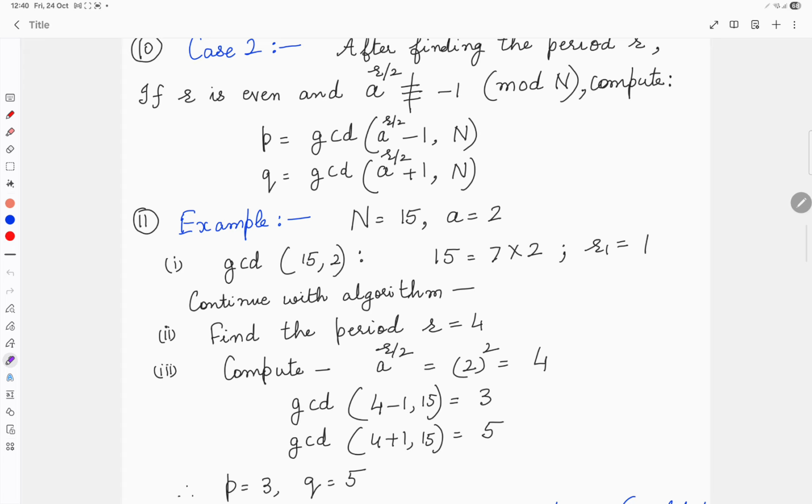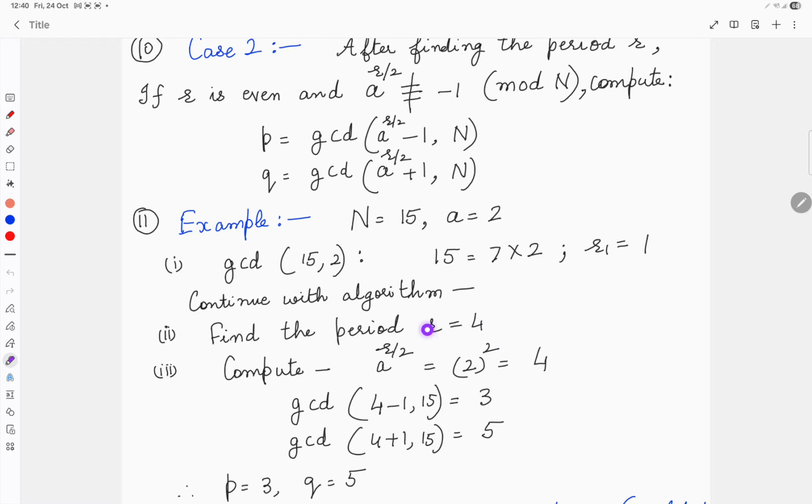So let us do an example to find out the factors where n is equal to 15 and a is chosen to be 2. Find out the GCD. GCD comes out to be 1. So if the GCD is 1, we will have to continue with the quantum part of the algorithm, in which we have to find out the period. Using the algorithm that I explained in one of the other videos, we found out that R comes out to be 4.